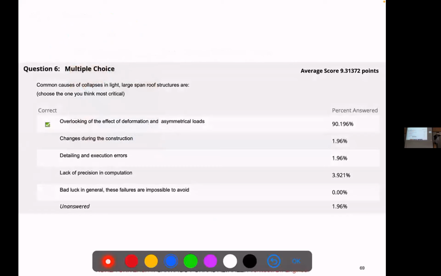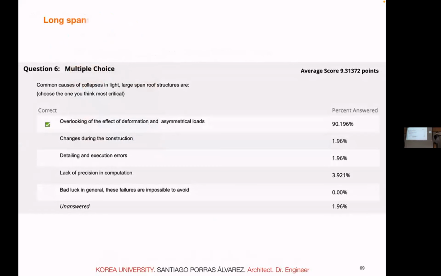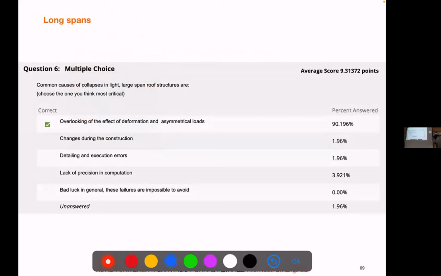And then we're almost at the end. The long spans. Do you mind just 2 more minutes? I promise to finish on time. It's just 5 or 6 slides left.